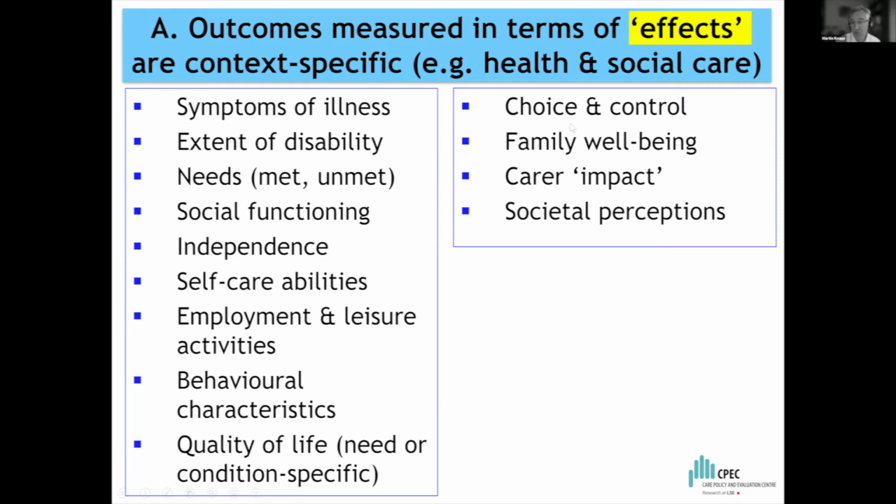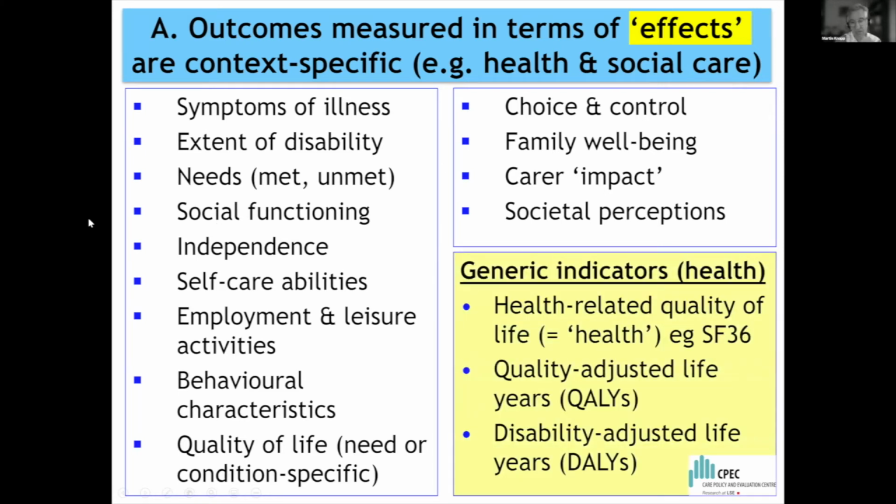And then there might be more process things such as choice and control. How much choice does somebody have over their life? That might be an important outcome. Look at the impact on families and carers and so on. And then there are some generic measures, and I'll come back to those in a bit more detail, which initially started in the health field, but are now being explored in the social care field.